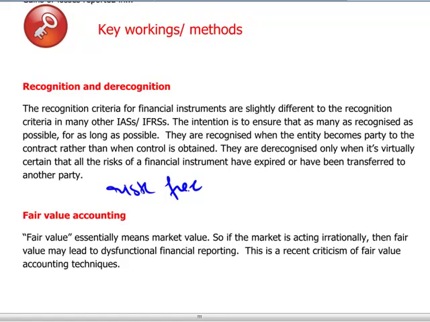Fair value accounting. Fair value accounting actually means revaluing the asset or the liability at market value every time. So if we bought, let's say, 10,000 shares in another company for $4, and by the year end these shares actually reach a value of 7, then we make a gain. That gain is actually going to be reported in the profit and loss account.